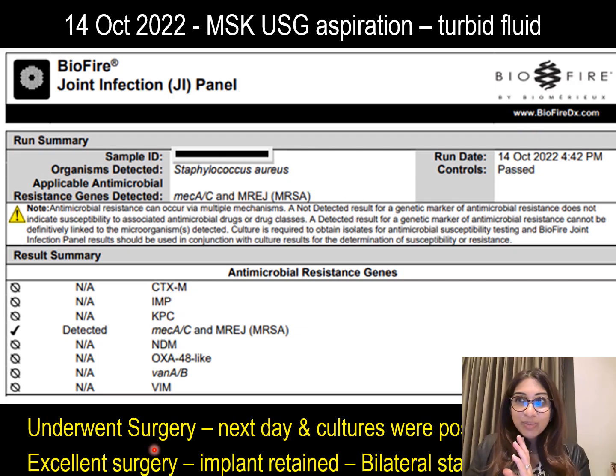The surgery by the orthopedic team was excellent. Excellent debridement was performed. The implant was retained, so they didn't really have to remove the implant. And subsequently, the patient received antibiotics for close to 6 months. It's because we could aspirate and then we could send it for the JI panel as well. The detection was earlier and appropriate surgery and treatment could be given.